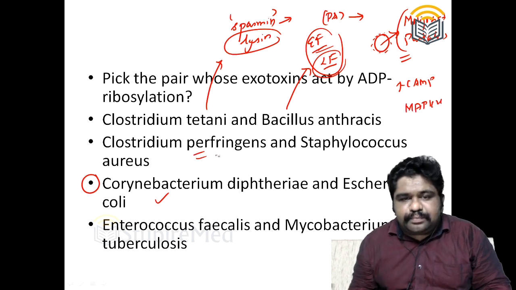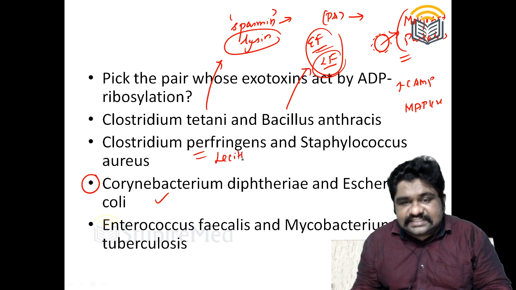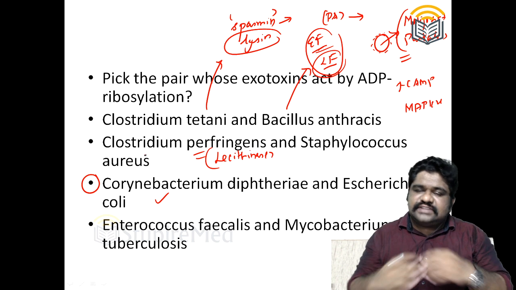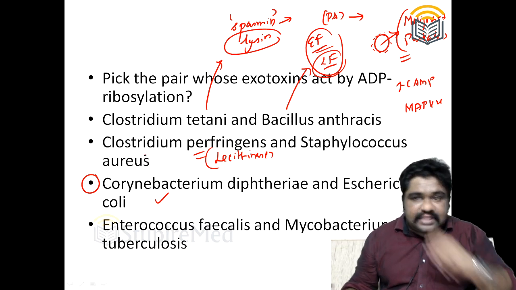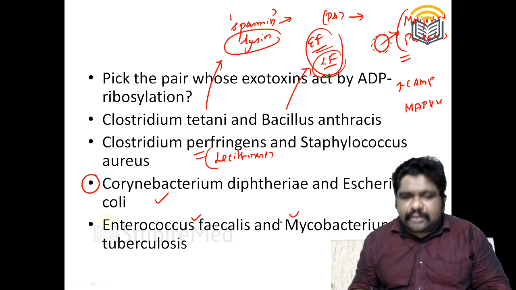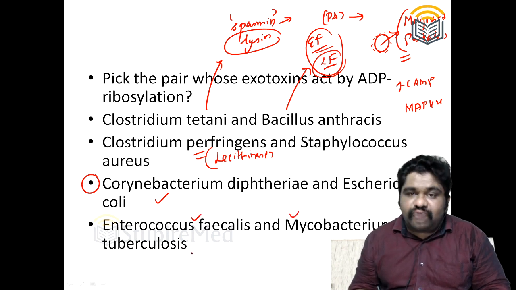When it comes to Clostridium perfringens, the most important toxin is lecithinase, which breaks down lecithin, a phospholipid. Staphylococcus aureus is the king of many exotoxins, but these exotoxins are not related to ADP ribosylation. Enterococcus faecalis and Mycobacterium tuberculosis are not very known for toxins.